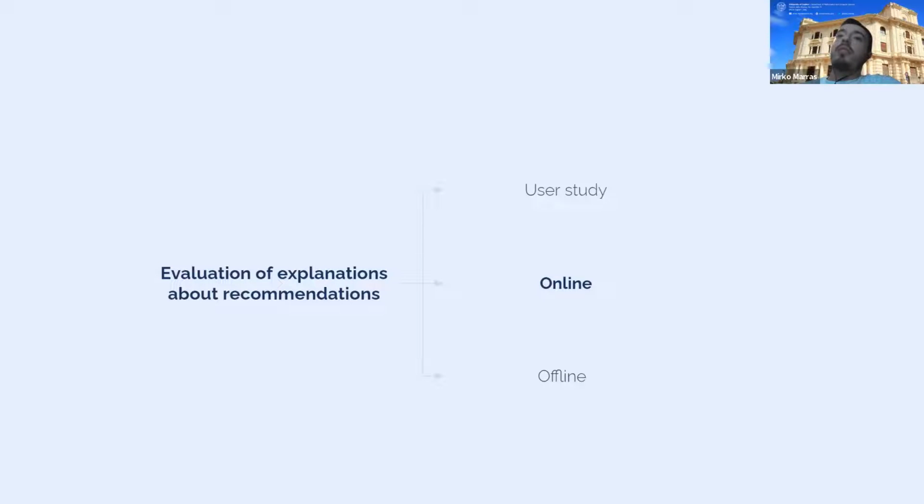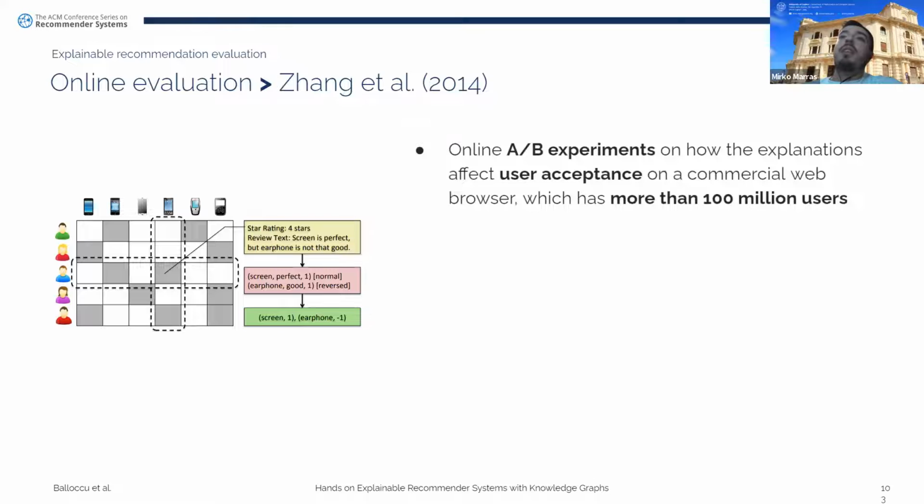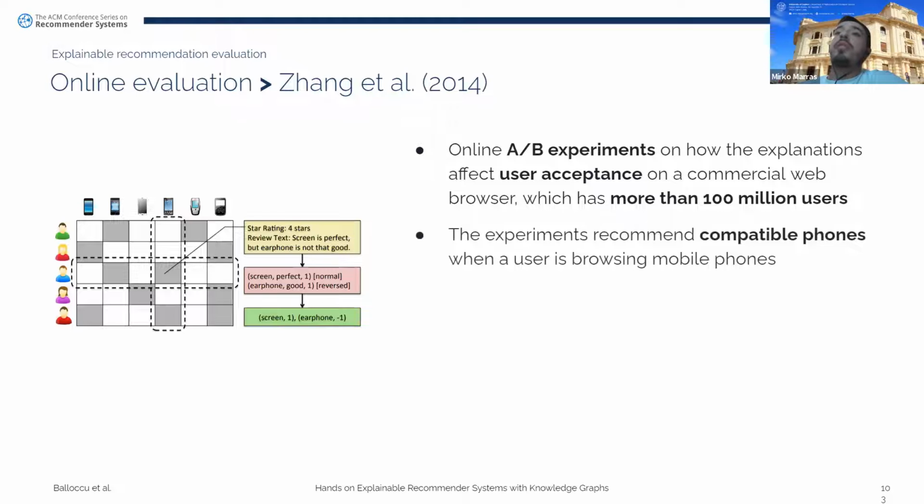Now let's see an example of online experiments for evaluating explanations. Zhang et al., as an example, conducted online experiments focusing on how the explanations affect user acceptance. The authors conducted an A/B test based on a commercial web browser, which had more than 100 million users with 26 million monthly active users. The experiments recommend compatible phones when a user is browsing mobile phones in an online shopping website.